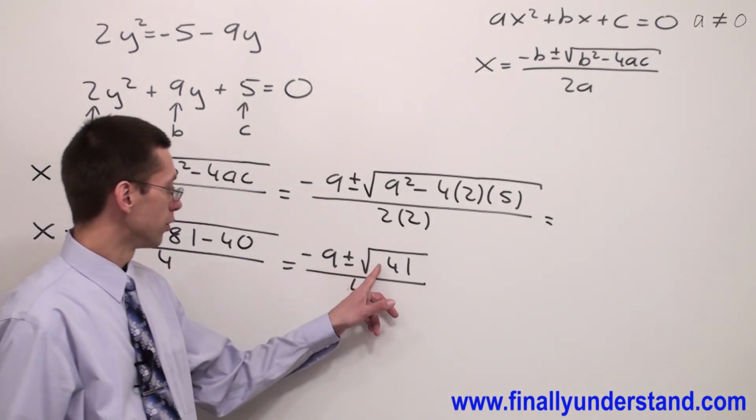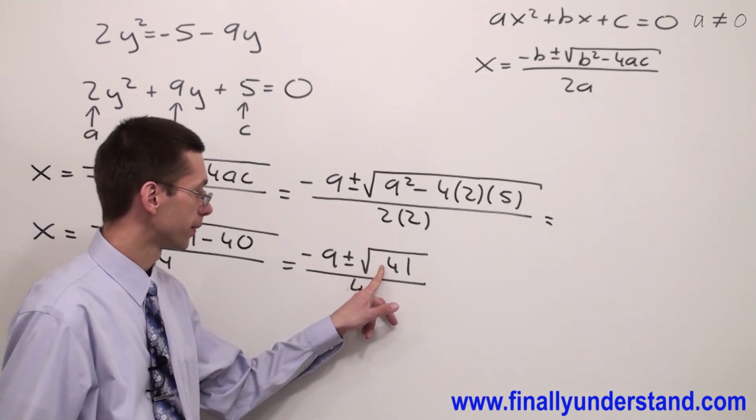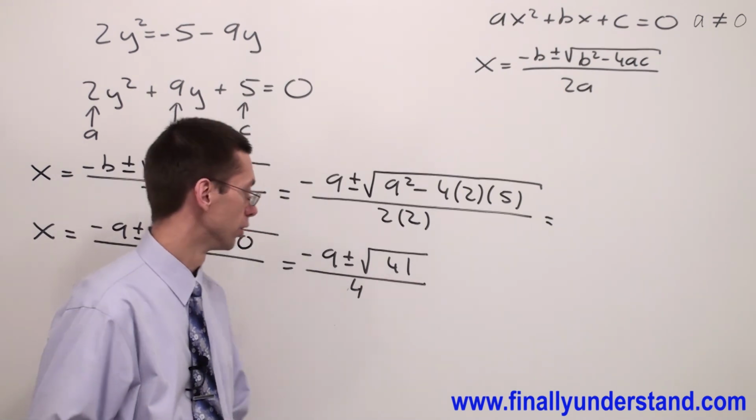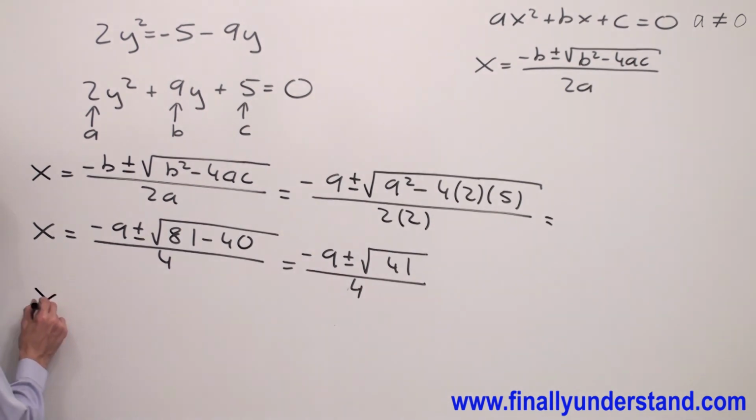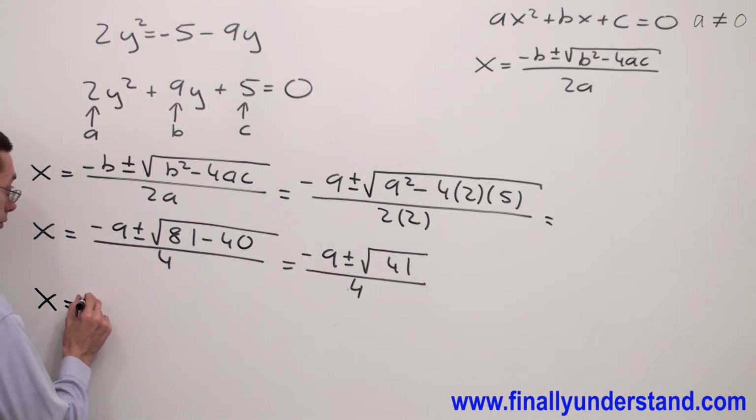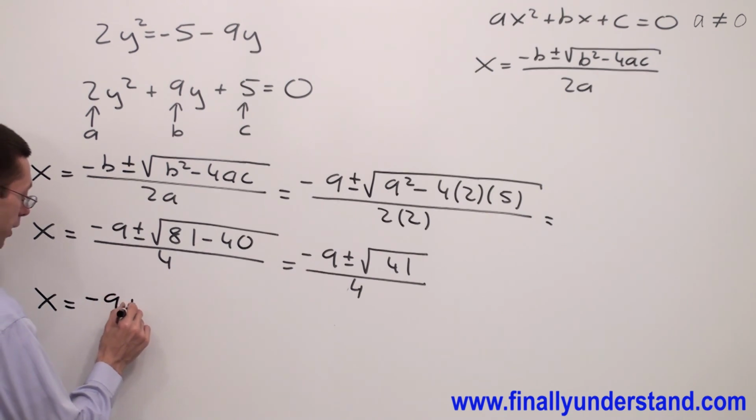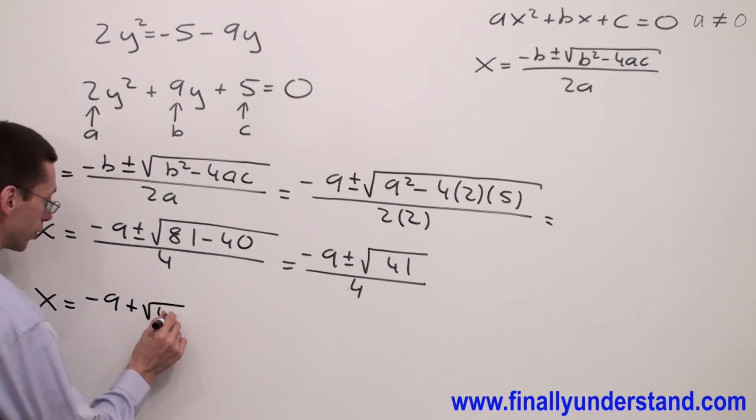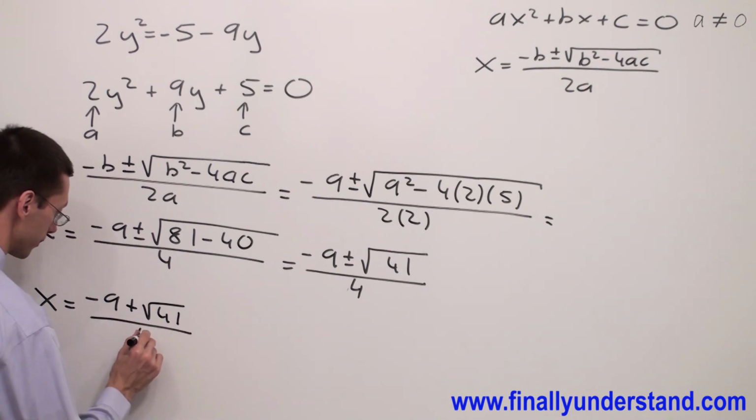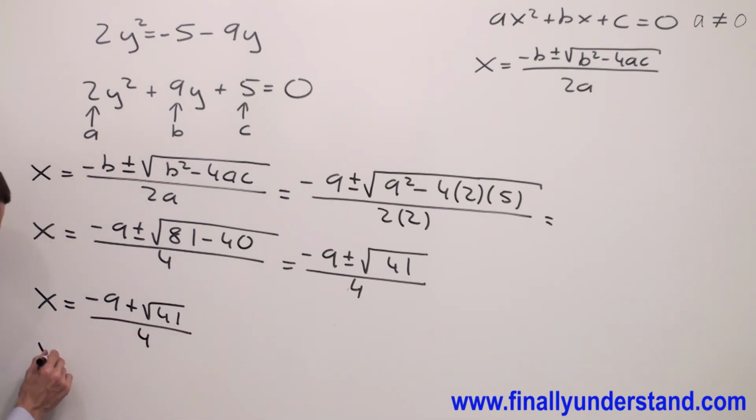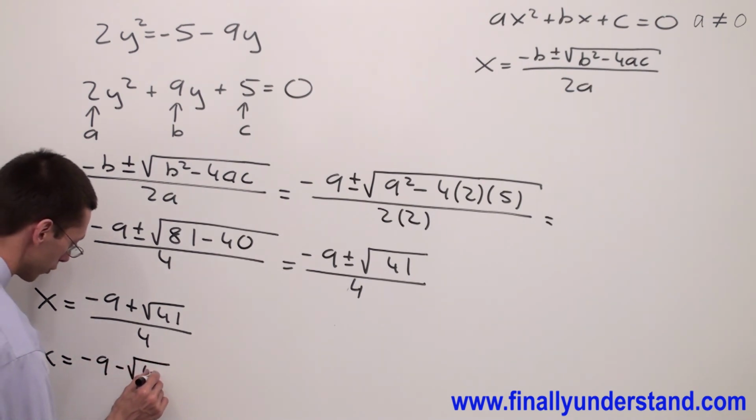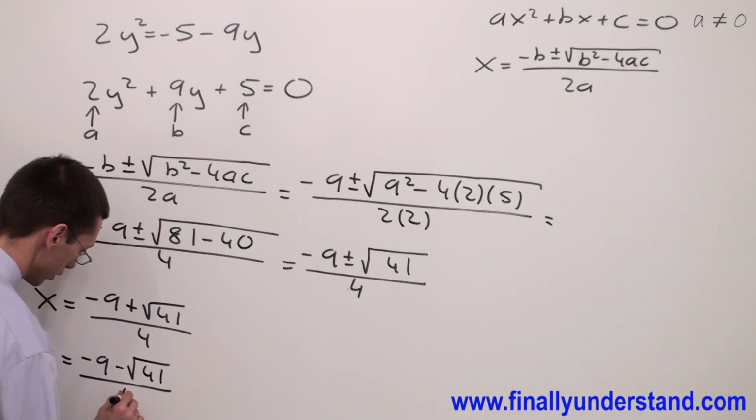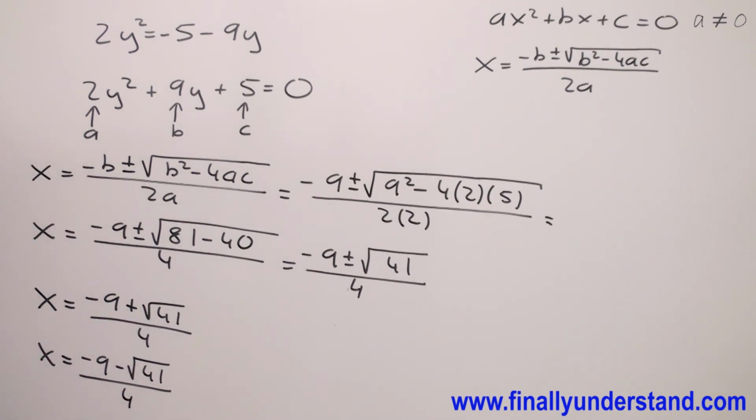Please notice that the value of the discriminant is greater than 0. It means that we are going to have two solutions, and I have x equals negative 9 plus square root of 41 over 4, and I have x equals negative 9 minus square root of 41 over 4. Okay, so we can say that these are the solutions to my problem.